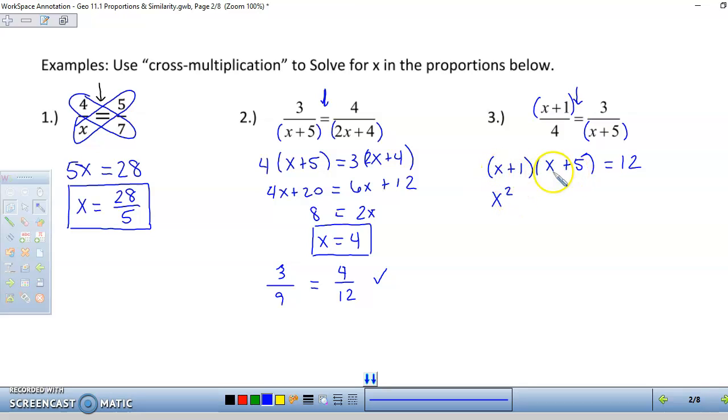Welcome back. So when I FOIL this, I get 6x in the middle and then 5 equals 12. Subtract the 12 and then refactor.